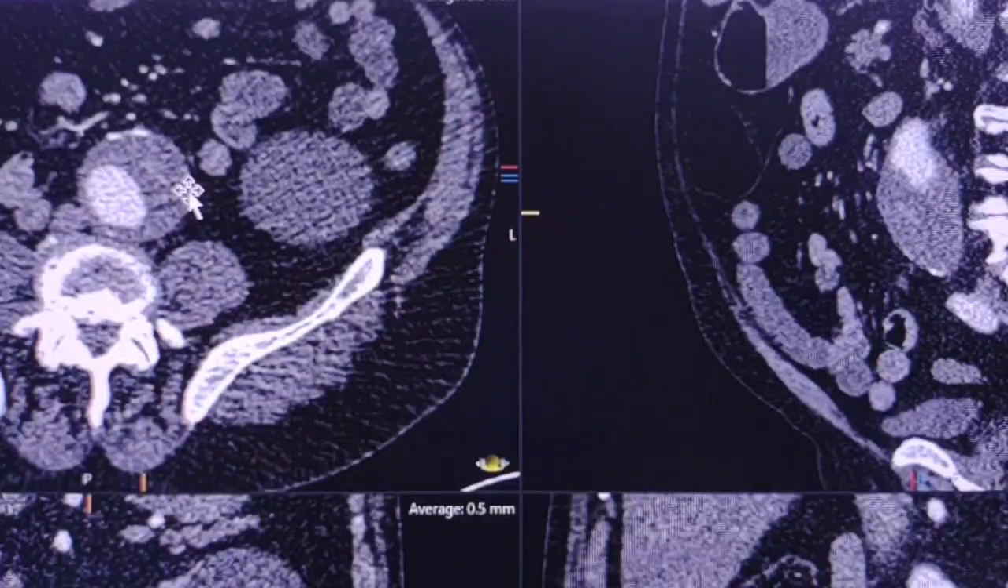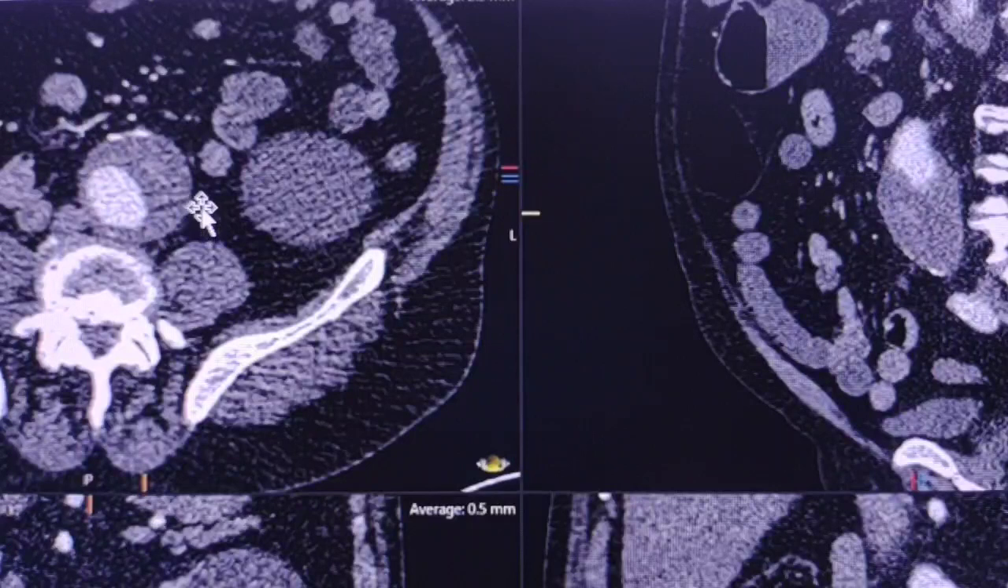The crescent sign, this high attenuating structure within the thrombus, actually represents an acute hematoma within the thrombus. It actually represents fresh blood, which first accumulates itself into the mural thrombus and later can penetrate the aortic wall.